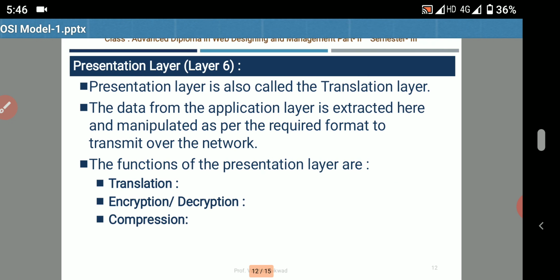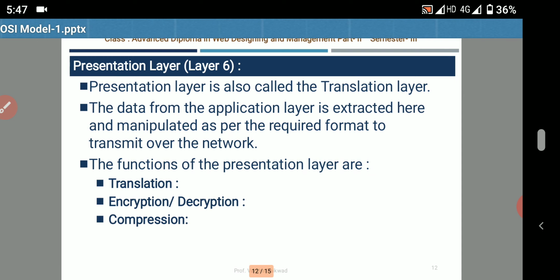Next is presentation layer. Presentation layer is also called the translation layer. Okay, here the presentation layer receives data from application layer. This data is in the form of characters and numbers. This is then converted to machine understandable code. That is why it is also called the translation layer, because it converts the language which is received from the application layer to the machine understandable language.